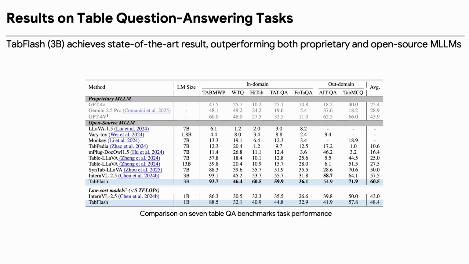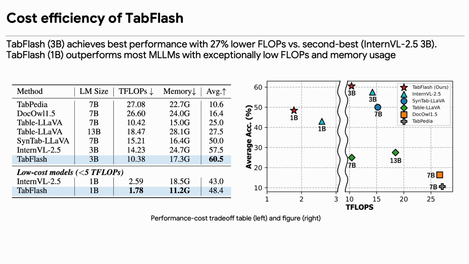TabFlash 3 billion achieves state-of-the-art results, outperforming both proprietary models like GPT-4o, Gemini 2.5 Pro, and top-performing MLLMs across 7 table question answering benchmarks. Regarding the efficiency, the TabFlash 3 billion model achieves the best performance with 27% lower FLOPs compared to the second best model, InternVL. Also, the TabFlash 1B model demonstrates exceptionally low FLOPs and memory usage while outperforming most baselines.